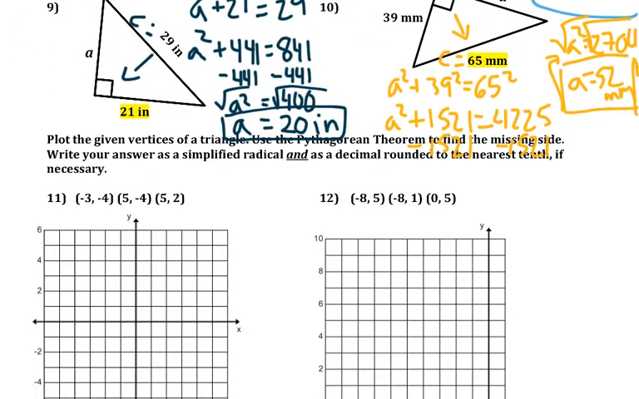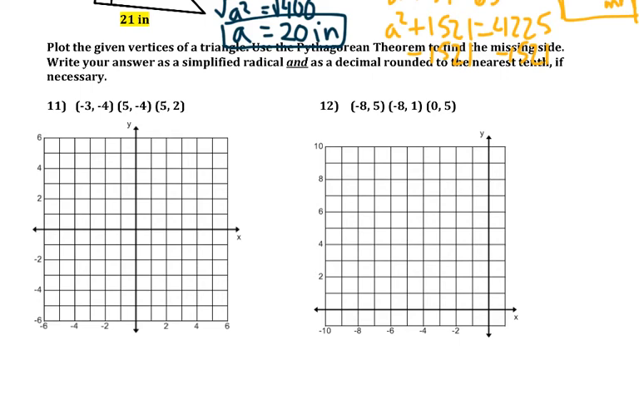All right, we have two problems, 11 and 12. For these problems, we need to plot the given vertices of a triangle. Then we're going to use the Pythagorean theorem to find the missing side. Write your answer as a simplified radical and as a decimal, rounded to the nearest tenth, if necessary.